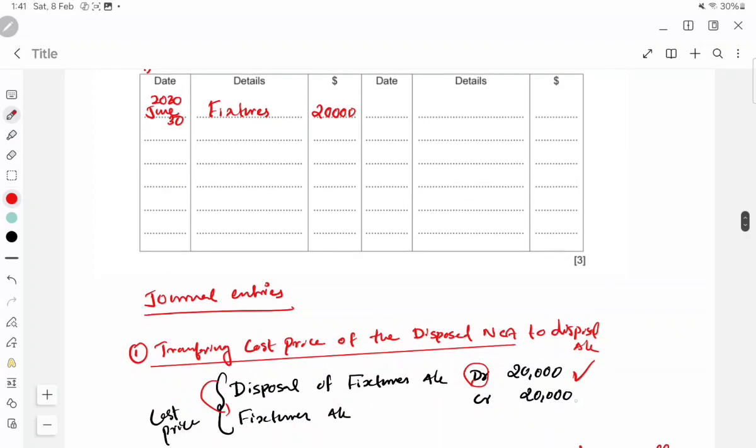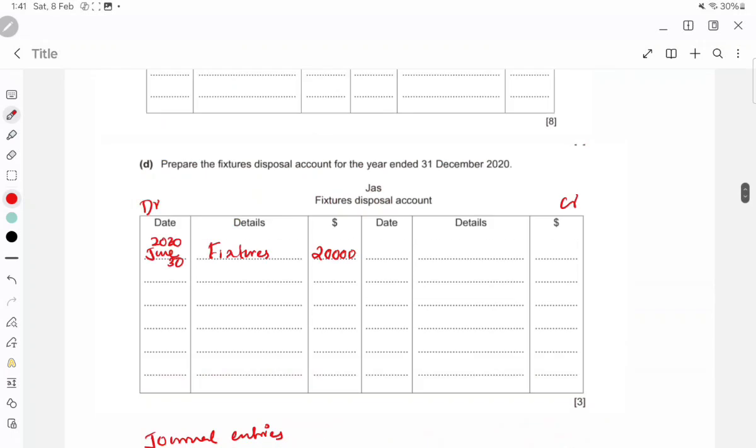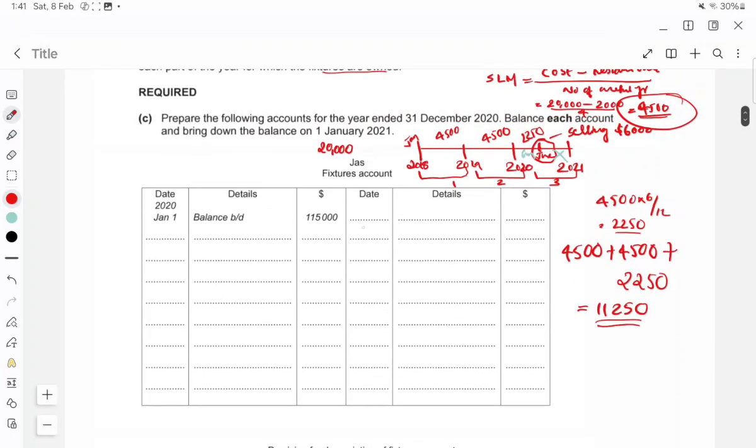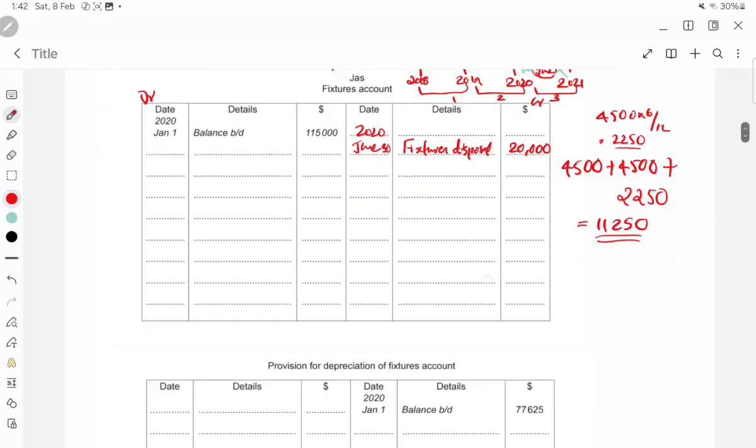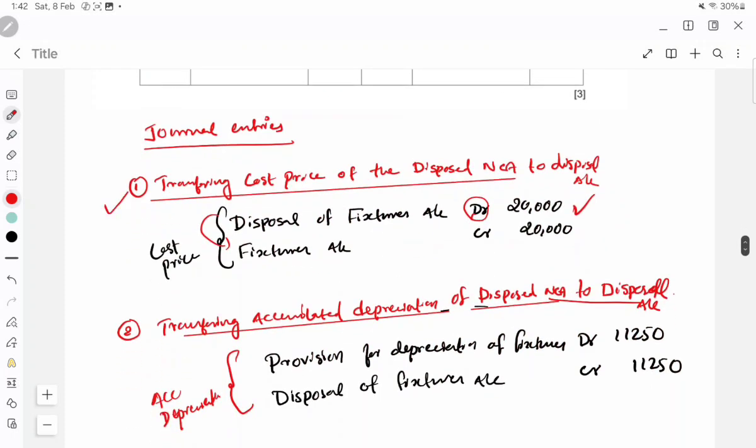The second entry is the fixtures account credited 20,000. So you will go to the fixtures account and write the date first, June 30th, 2020. You will write the corresponding entry, fixtures disposal, 20,000, because the fixtures account is credited, that's why we are recording it on the credit side of the fixtures account. So the first entry is done, transferring the cost price of the disposed fixtures to the disposal account.